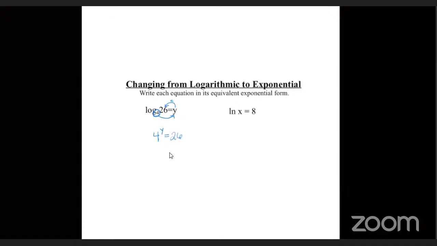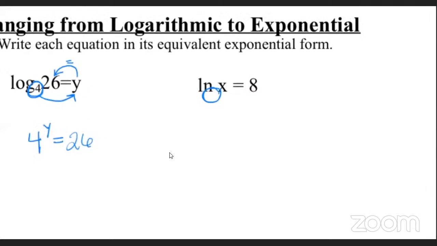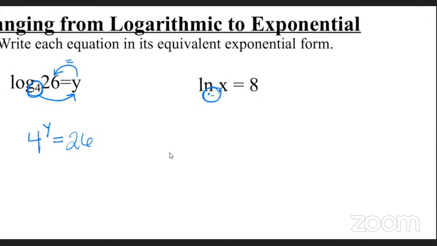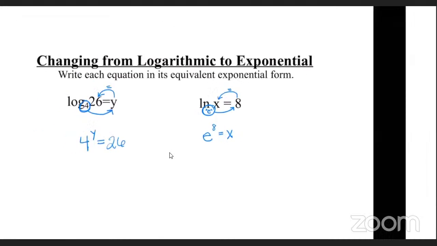And then finally, we start seeing some natural logs show up. I don't have a base to circle here, but remember, if I were to zoom way in on this, that's like a base e. They're never going to write the e there, but if it's a ln, we know that base is e. Raised to the 8th will equal what's inside. So this would be e raised to the 8th equals x.